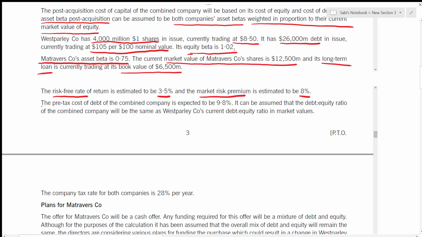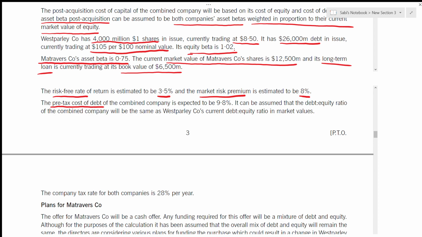The pre-tax cost of debt of the combined company is expected to be 9.8%. Always be sure whether it's post-tax or pre-tax. Don't just assume every time that it is pre-tax; sometimes they will give you post-tax, where tax has already been adjusted. So don't go and adjust tax again. Just because tax is given, you don't always have to adjust. Read whether it's pre-tax or post-tax. Pre-tax, adjust tax. Post-tax, keep quiet.